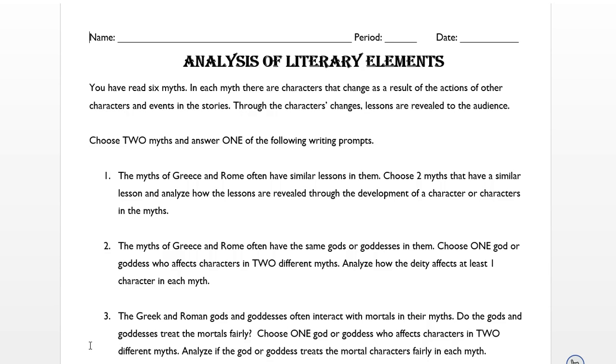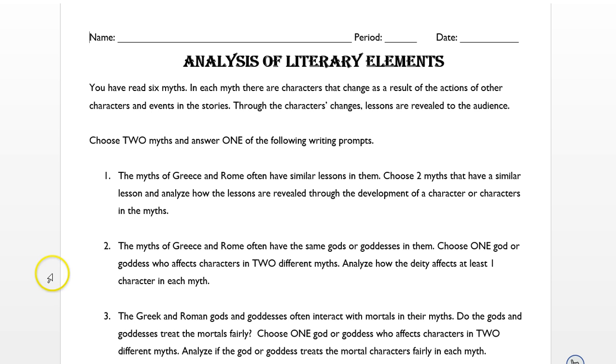Okay, so this is the first lesson to help you with the last formal essay we're going to write of the year. And it is on the myths that we've read. You're going to get a choice. There are 3 writing prompts to choose from. You're going to choose one of them to do.